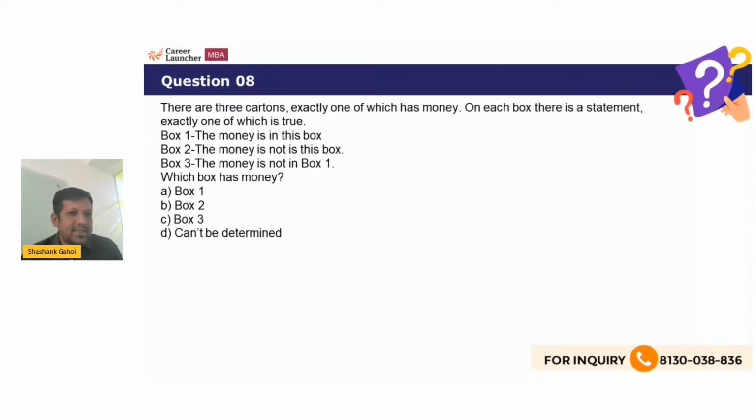What does it say? There are three cartons. Exactly one of them has money. On each box there is a statement, exactly one of which is true. One is true, two are false. That's what it is saying. So what are you going to do in this particular question? Do let me know what is the answer.